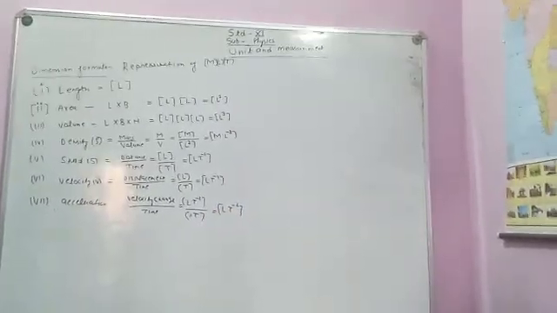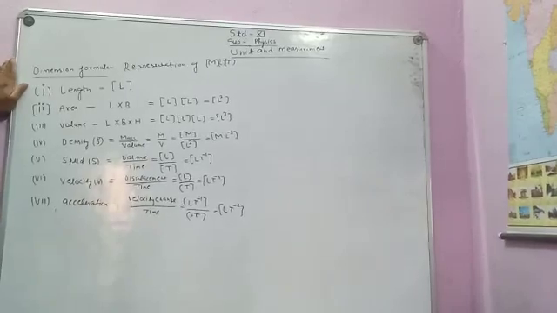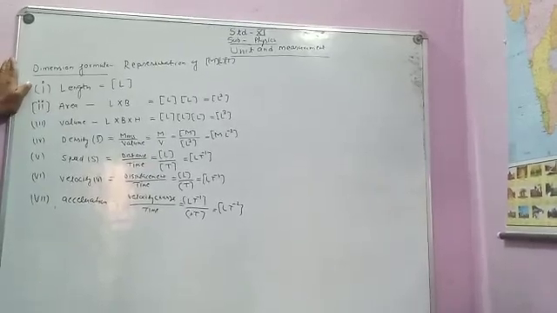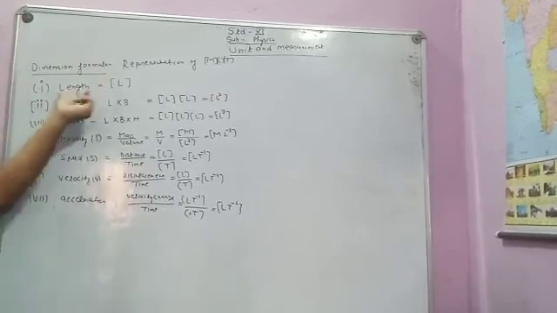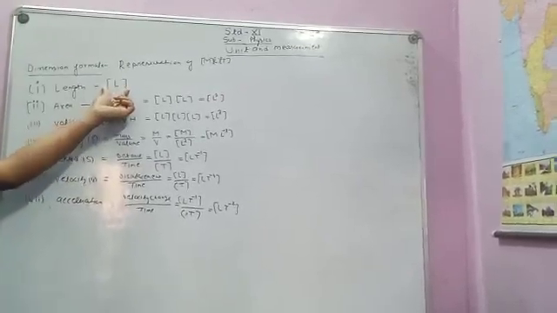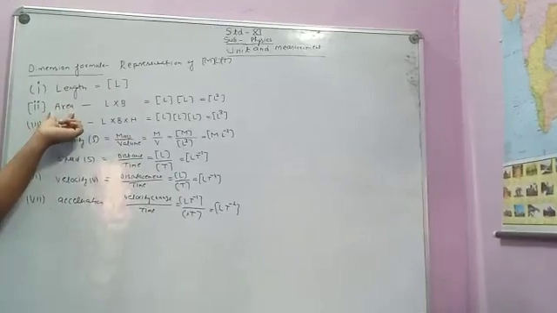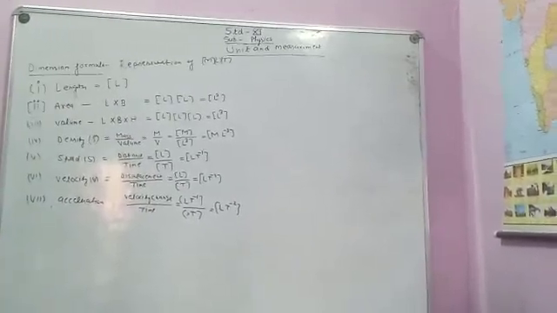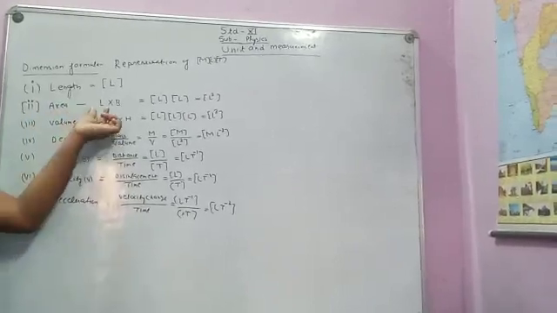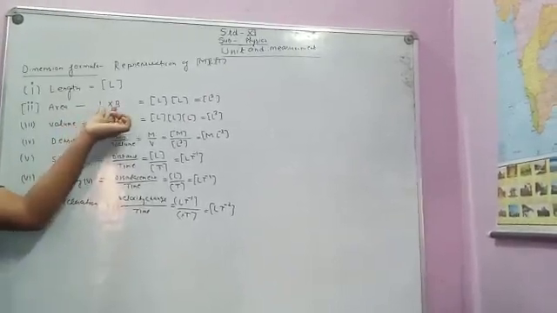So we have discussed how to calculate the dimensional formula for length. Simple, we write length as L, which is measured in L. What is the dimensional formula of area? First we have to write the formula. The formula for area is length into width.